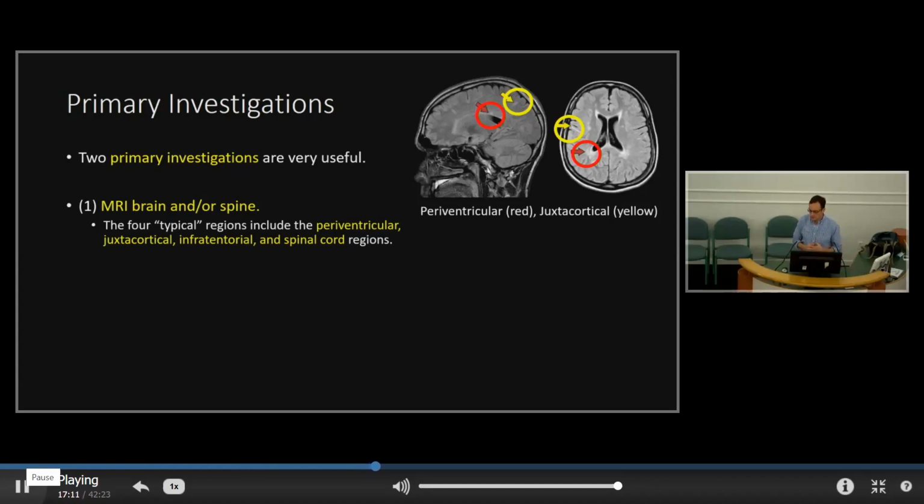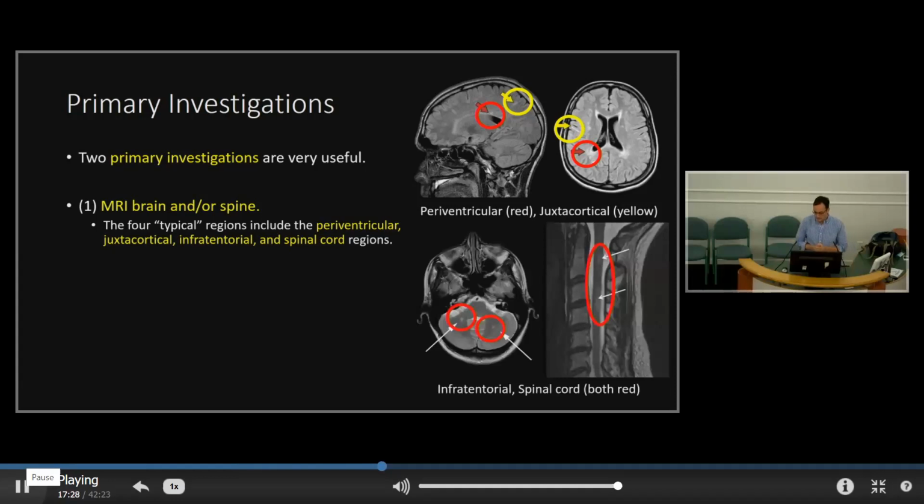The yellow circle shows you the juxtacortical demyelination. So you can see in a different location, up near the cortex, right near the folds of the sulci and gyri, that the arrow points to demyelination up there, and same with the axial on the right. Now, you can also have infratentorial and spinal cord regions affected. Those are the other two typical regions.